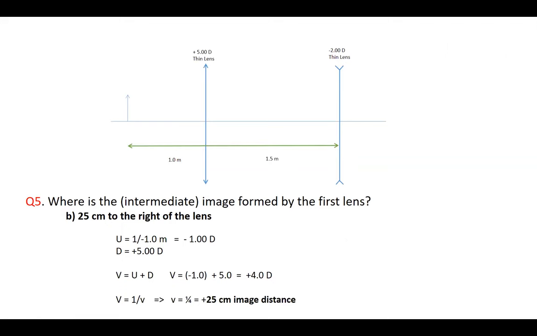So one thing to keep in mind, if you're given the powers to find a distance, you'll want to take the inverse of the power to find the focal length of that. So 1/4 plus 1/-10.